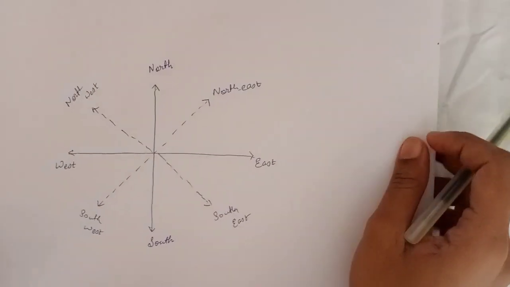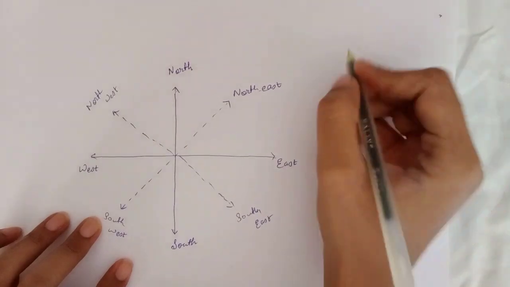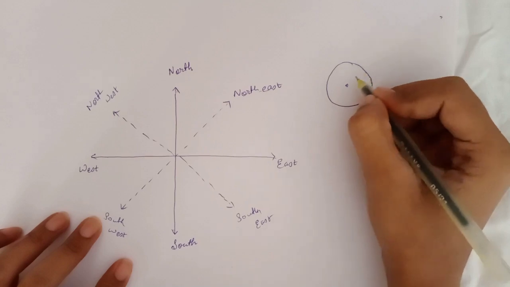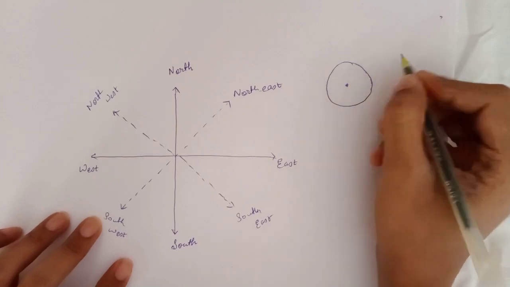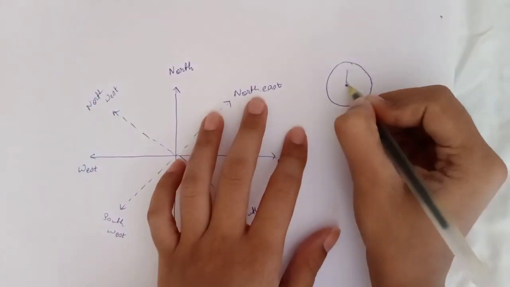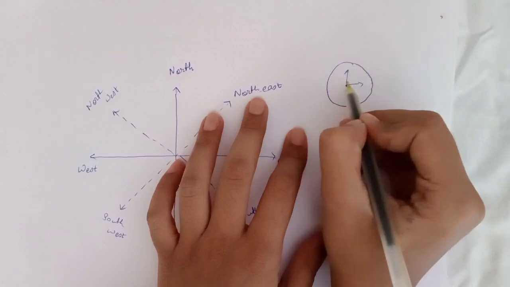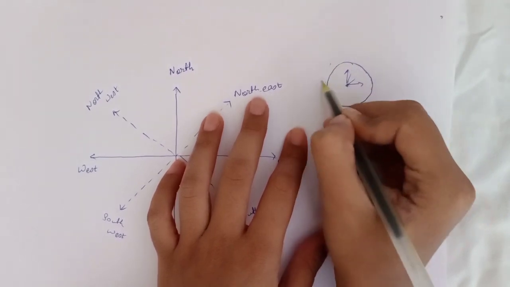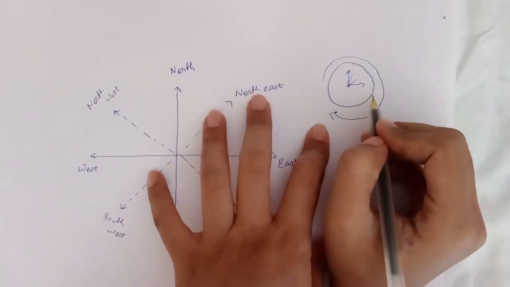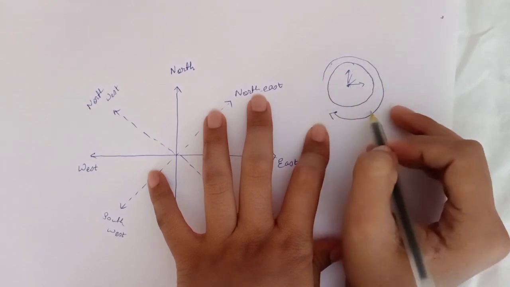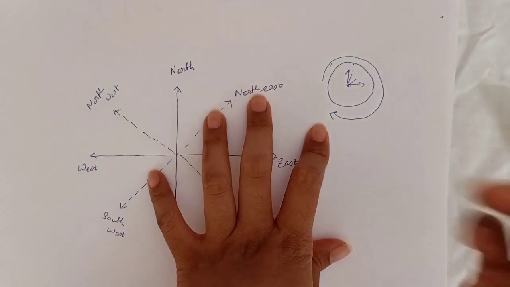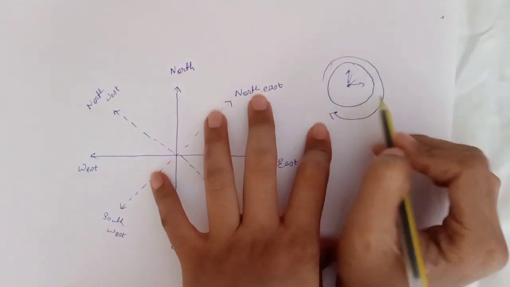Now we will learn what is clockwise and anti-clockwise. When we see a clock, the seconds hand or hour hand or any hand of the clock moves from left direction to right direction, from here to here. So this is known as clockwise, the way in which our clock hands move, or the way in which our ceiling fan moves.